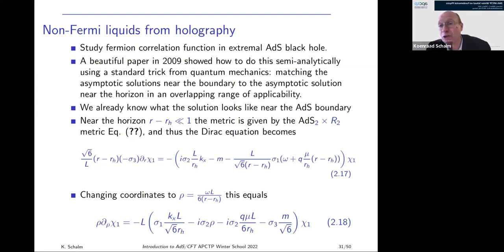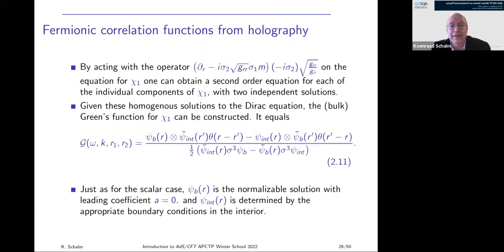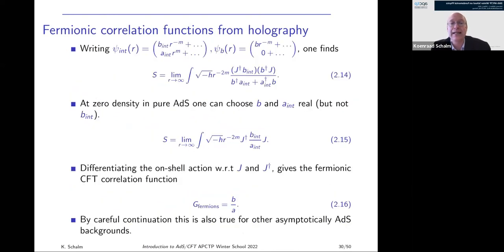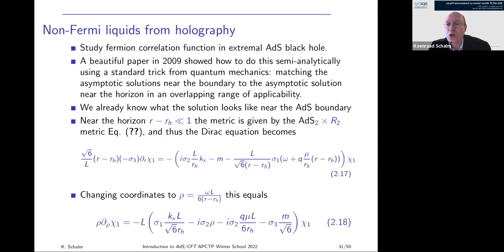Now, we already know what the solution looks like near the ADS boundary, right? It's what I have written right here at the bottom of this slide. So what we need to apply this trick is to know what the solution looks like near the horizon, or in this particular case of an extremal charged black hole, the near horizon geometry is this ADS2 cross R2 geometry. So we need to find out what is the behavior of the solution near this horizon.